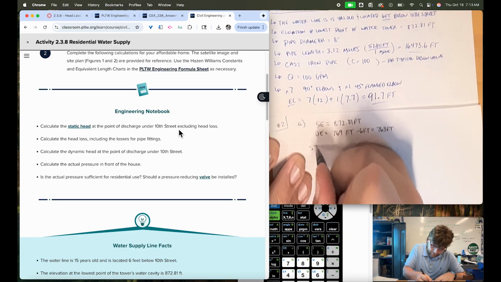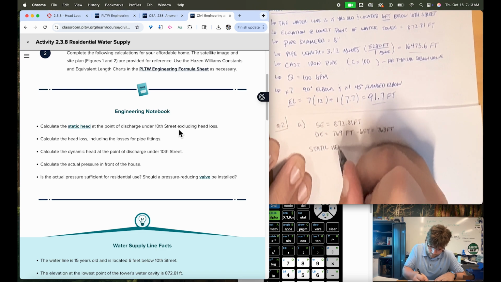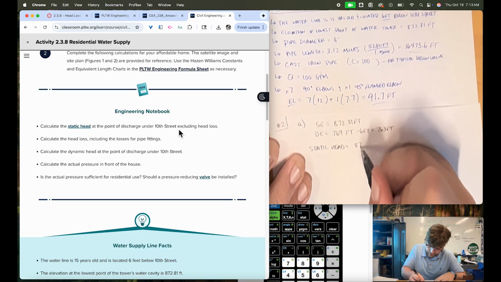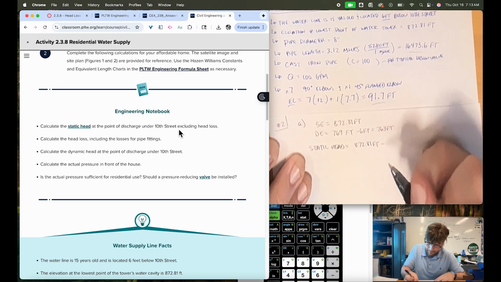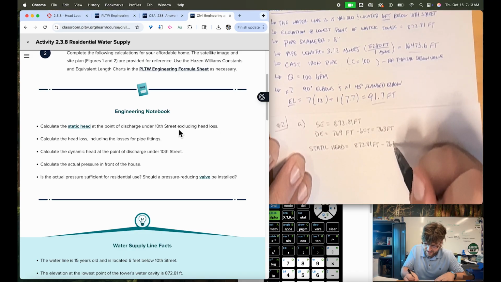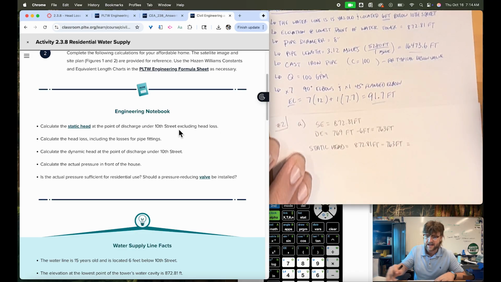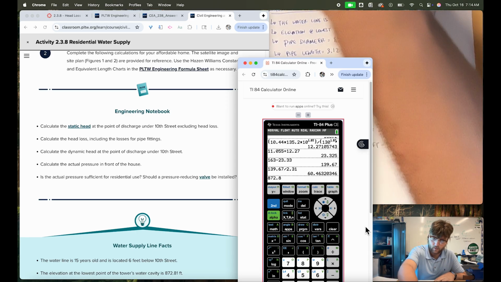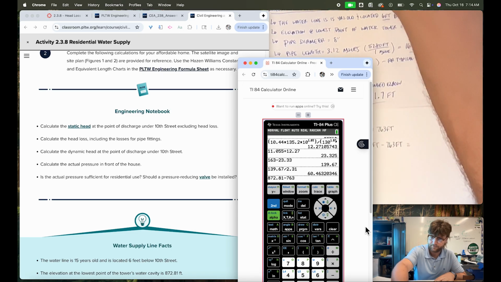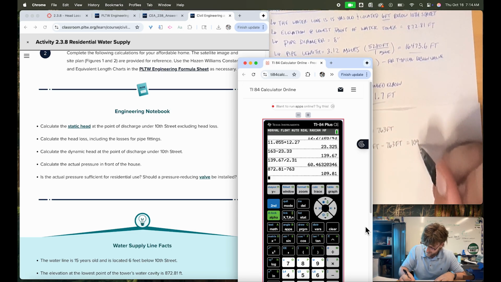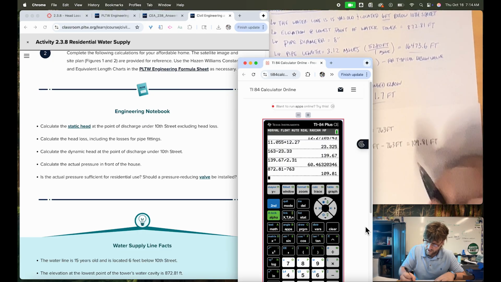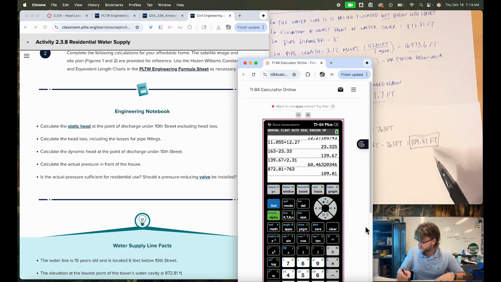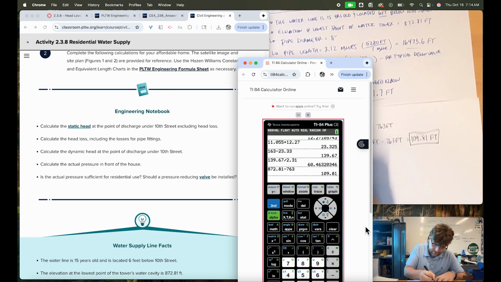The static head, then, we can calculate that out. Static head is going to be equal to our source elevation here, 872.81 feet, minus our discharge elevation, which is 763 feet. And so whenever we calculate this out, let's punch it in here: 872.81 minus 763. So we end up with 109.81 feet of water. That's what we end up with there for our static head. So 109.81. Let's move on to the next one.